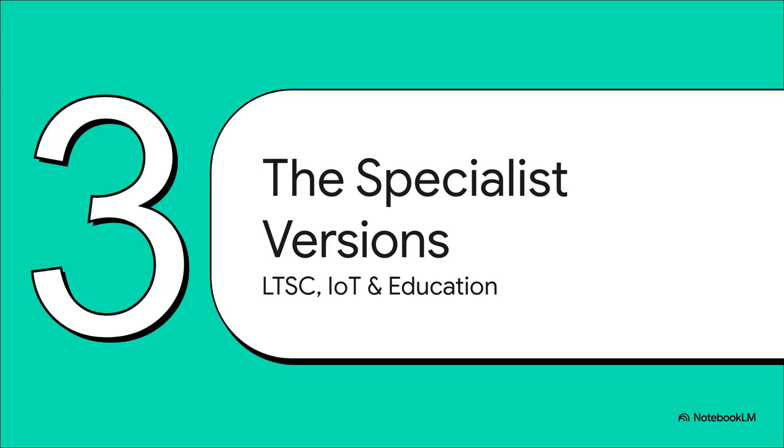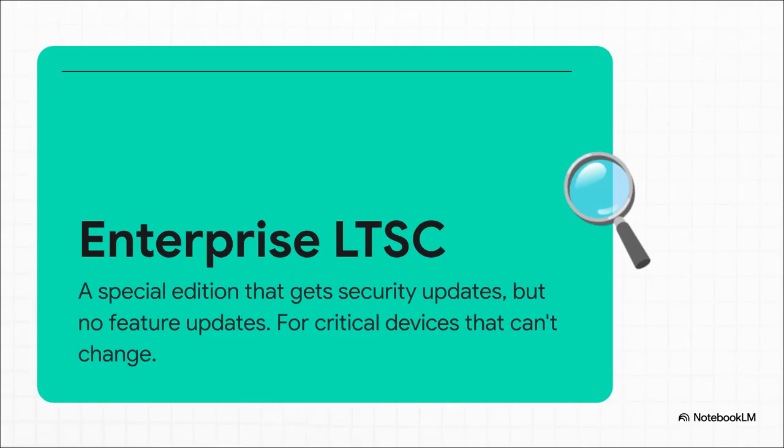Okay, so for a minute, we're going to step off the main ladder here and take a little detour. We need to look at a few super specialized versions of Windows that are built for some very specific and very important jobs. First up, there's something called LTSC. That stands for Long-Term Servicing Channel. And you can pretty much think of this as the set-it-and-forget-it Windows. It's for those mission-critical systems that absolutely, positively cannot change or fail. We're talking about the PC that runs an MRI machine or controls a factory assembly line. It gets security updates, sure, but no new features that might mess things up.